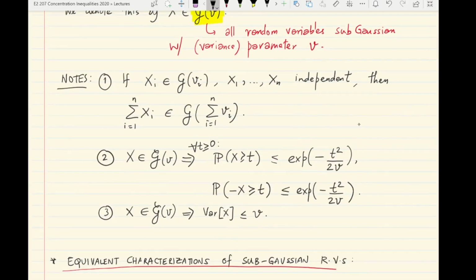The second point here is that if X is a Subgaussian random variable, then it's by definition 0 mean, and you have concentration inequalities that bound the probability mass of it exceeding a positive level t. You immediately have, by the moment generating function bound and the Chernoff method, that the probability that X exceeds t or minus X exceeds t is at most e raised to minus t squared by 2v. So these are just applications of the Chernoff technique.